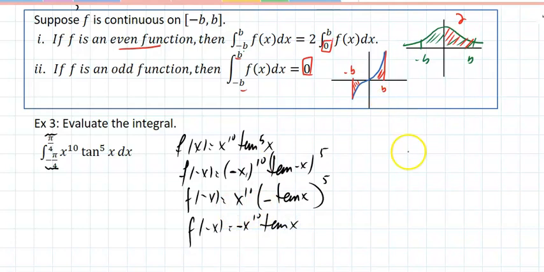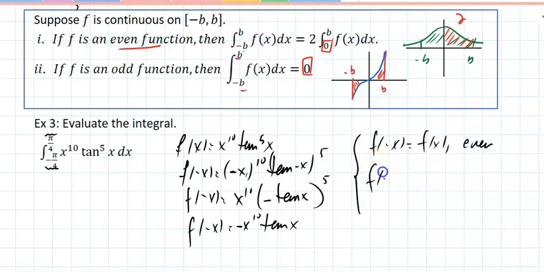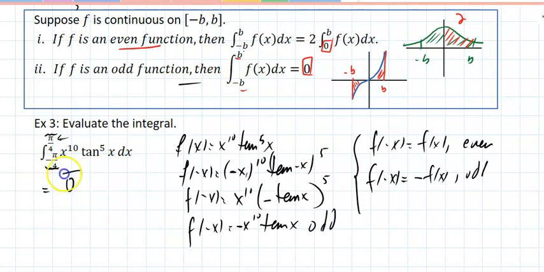so if you remember, if f of negative x equals f of x, then f is even. And if f of negative x equals negative f of x, then f is odd. So this is an odd function. If you know it's odd and you're integrating from negative a number to the same number, that's automatically a 0, and you don't have to do any work except show that it is odd. And that's pretty much it for this section.